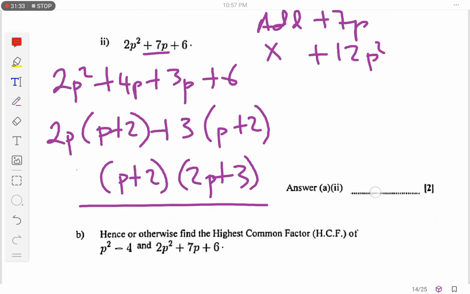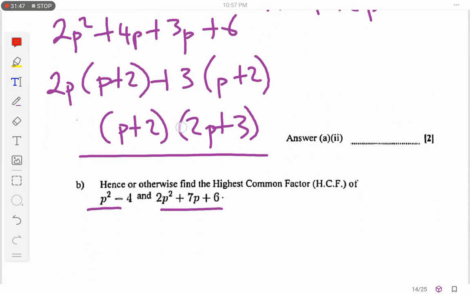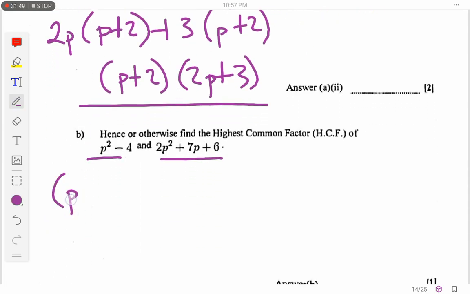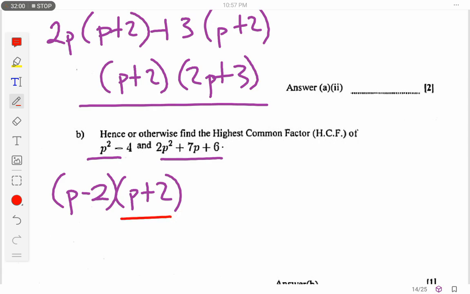Then the last part is asking what is the highest common factor. When they say highest common factor, basically we are looking at a number that goes into this one and this one. Remember, for this one it was p minus 2, p plus 2, and this one we had this one. So for these ones, you find out we have this one, we have this one. So that is our common factor there, p plus 2.